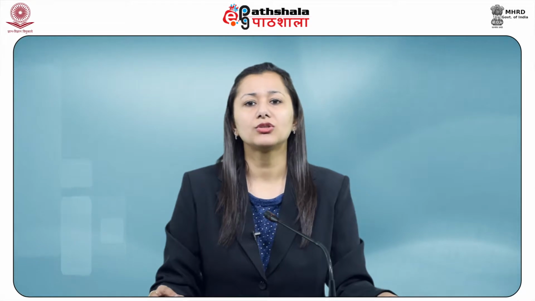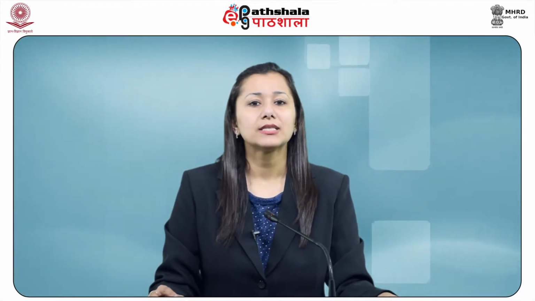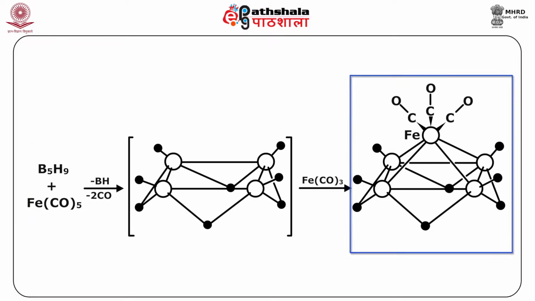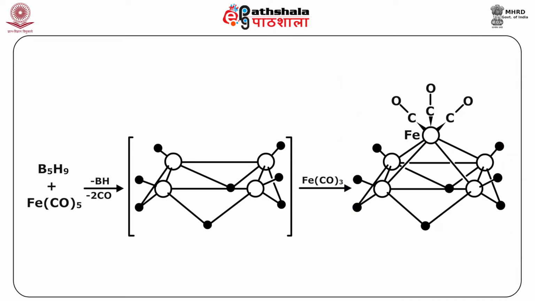Similarly, this methodology was applied to boranes, such as the reaction between B5H9 and Fe(CO)5, which resulted in the formation of complex 2 with in situ replacement of one of the apical BH units with an Fe(CO)3 fragment. This is shown in the figure.